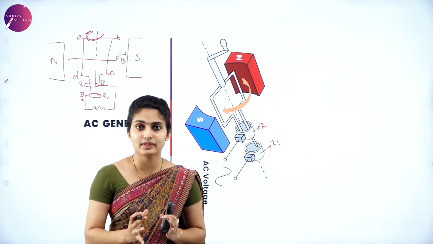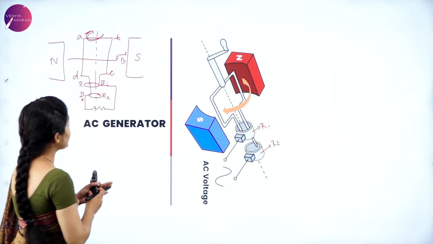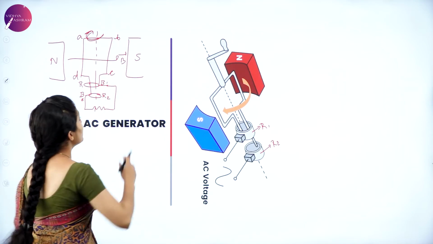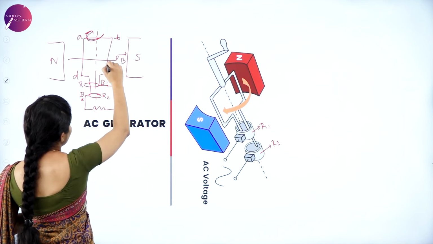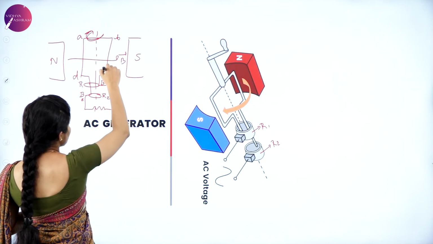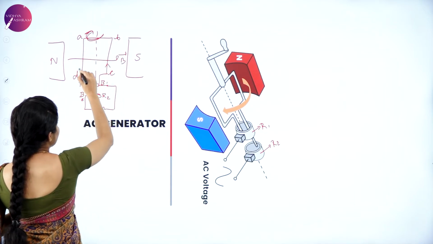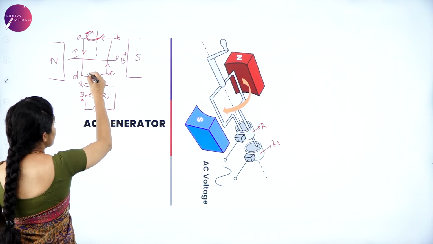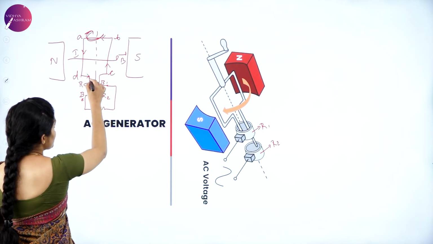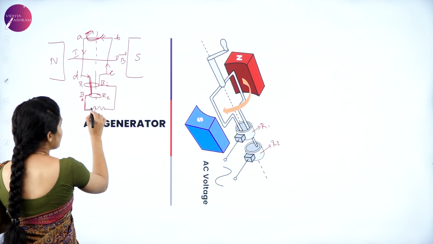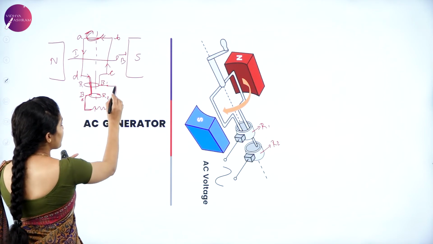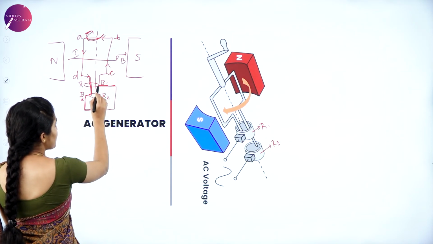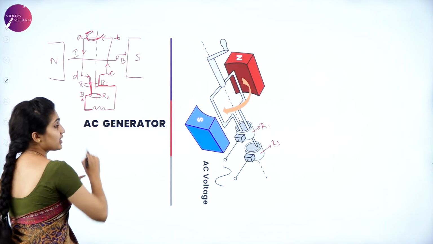When that happens, current is produced according to Fleming's left hand rule, and the current is in the direction CBAD. The arrow marks indicate the direction of current I, which is passed to this brush, call it B2, and then it passes through this circuit and finally reaches the brush B1, and again it starts rotating.